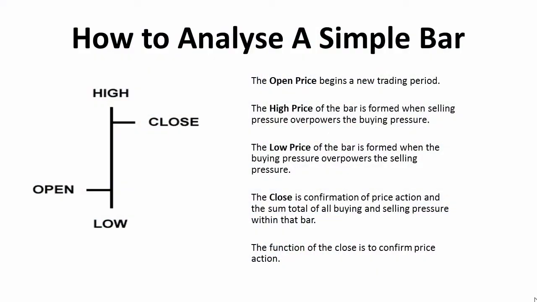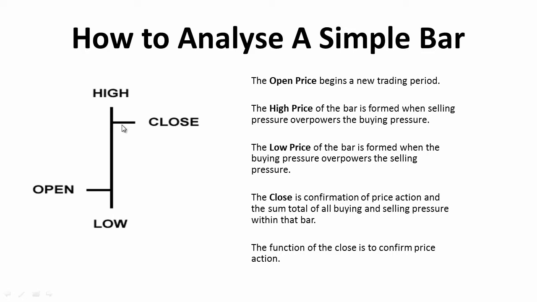How to analyze a simple vertical open, high, low, close vertical bar. The open price, which is indicated with this little line to the left, begins a new trading period. The high price, which is the top of the vertical bar, is formed when the selling pressure overpowers the buying pressure. The low price of the bar is formed when the buying pressure overpowers the selling pressure.